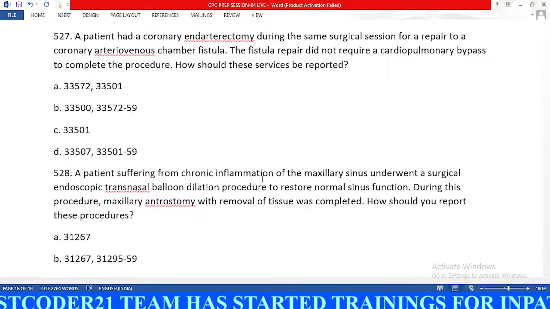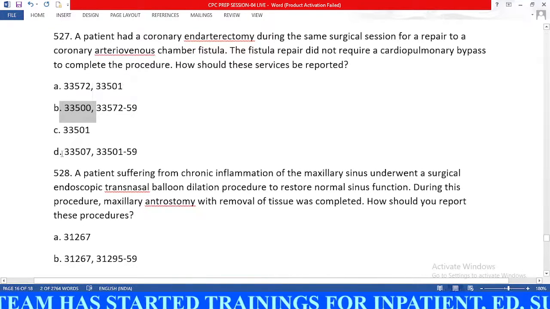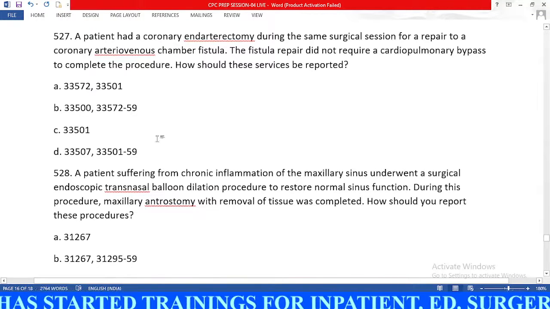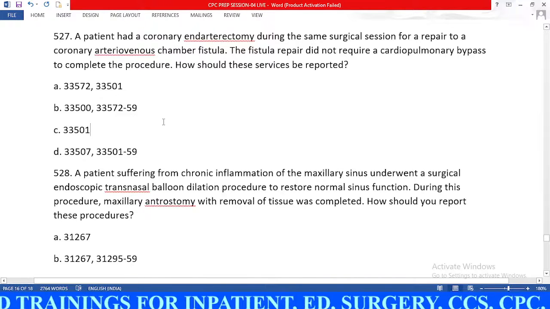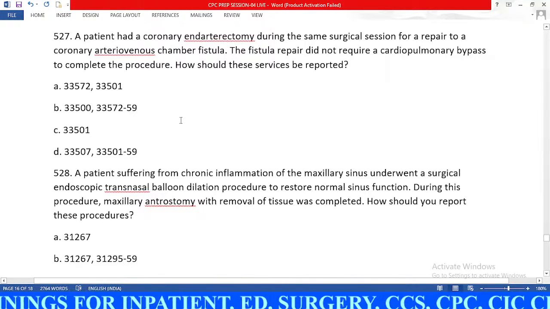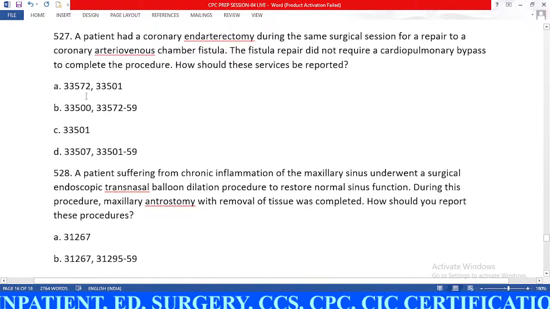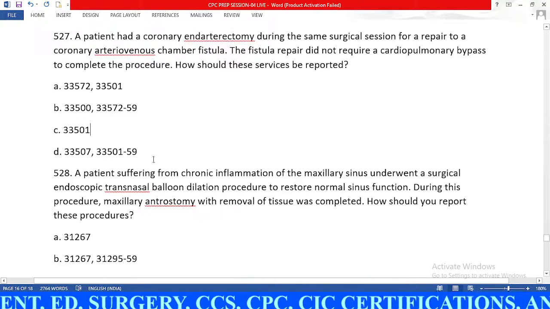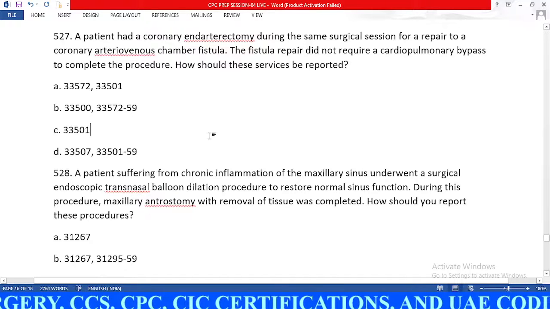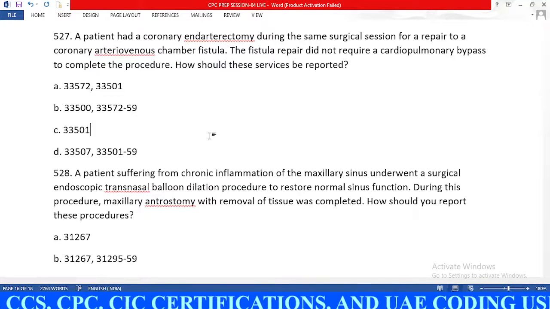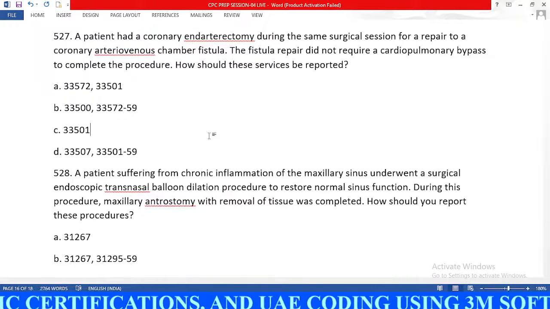Just check the initial codes, 33, meaning 33572, 33500, 33501, 33507. Using the initial codes, you can eliminate most of the options. Asha and Drakshayani, try for this question. So just check 33572, 33500, 33501, 33507. So here the physician has performed 2 procedures: coronary endarterectomy and fistula repair.